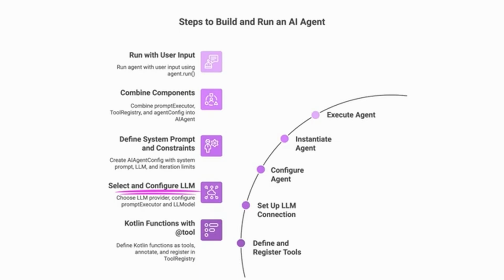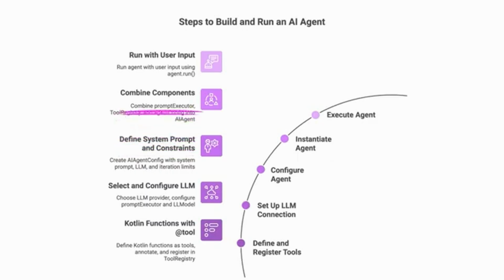allowed to do. Then comes the configure agent. This is where you define the agent's identity and boundaries. You create the system prompt, you define constraints, you decide how many iterations the agent is allowed to run, how it should behave, and how strict it should be. This is where you turn a raw model into a purpose-driven agent.